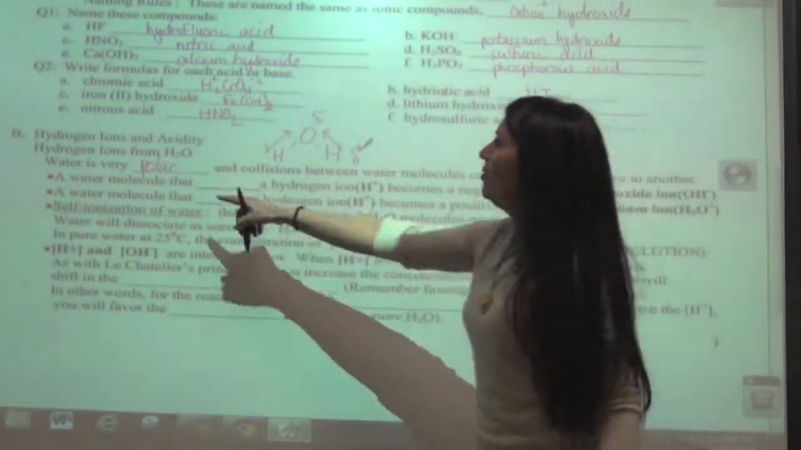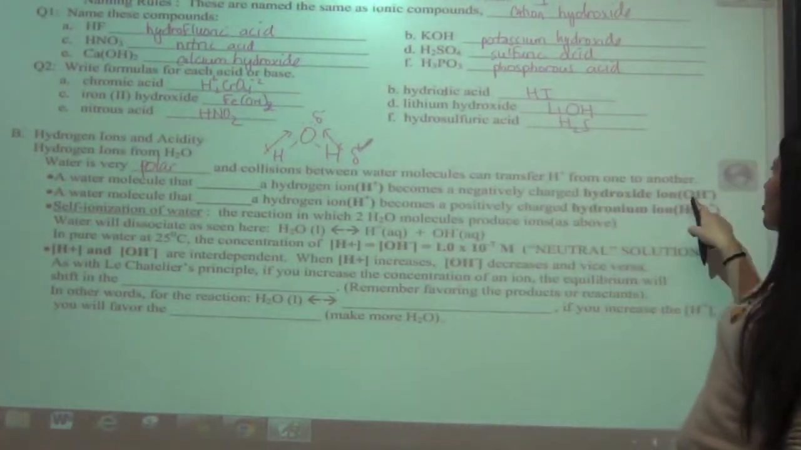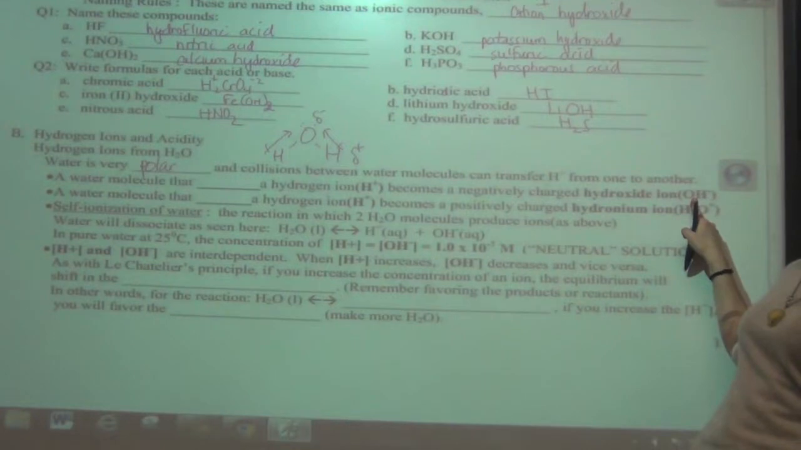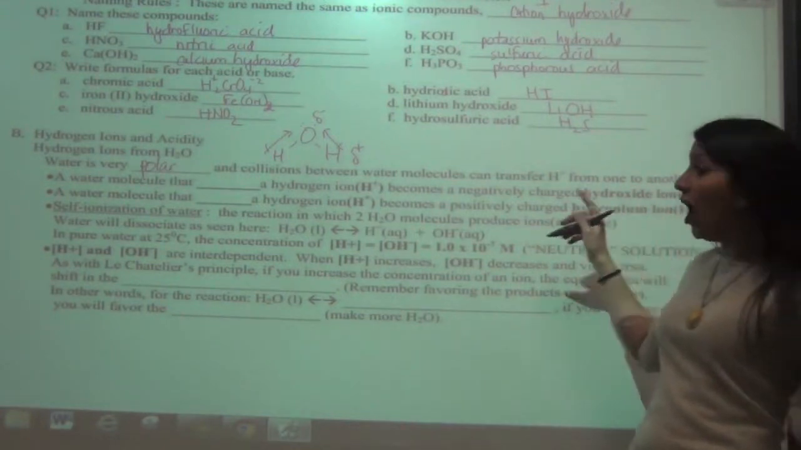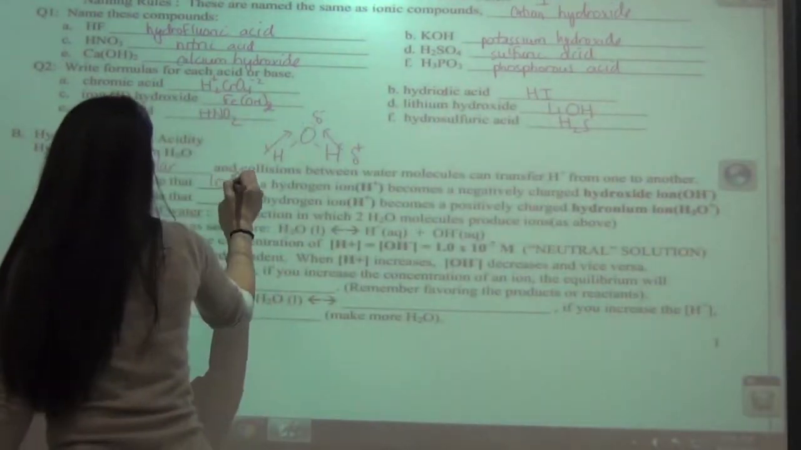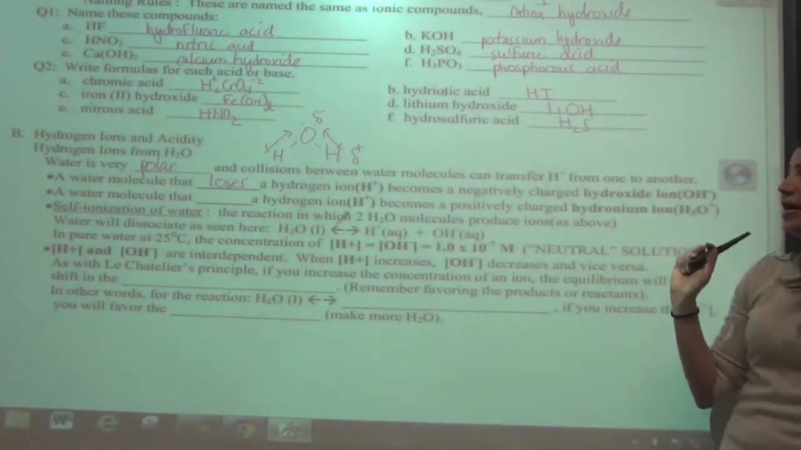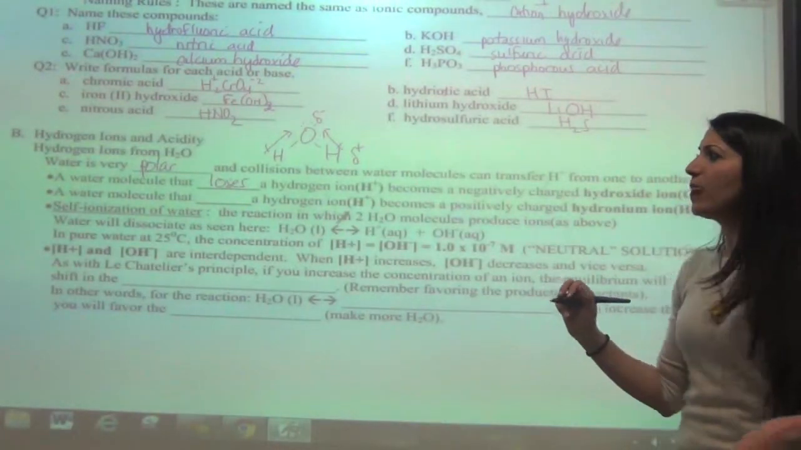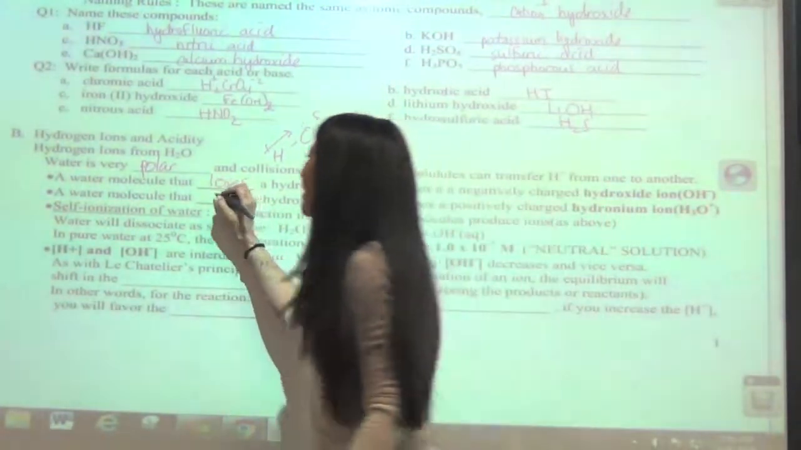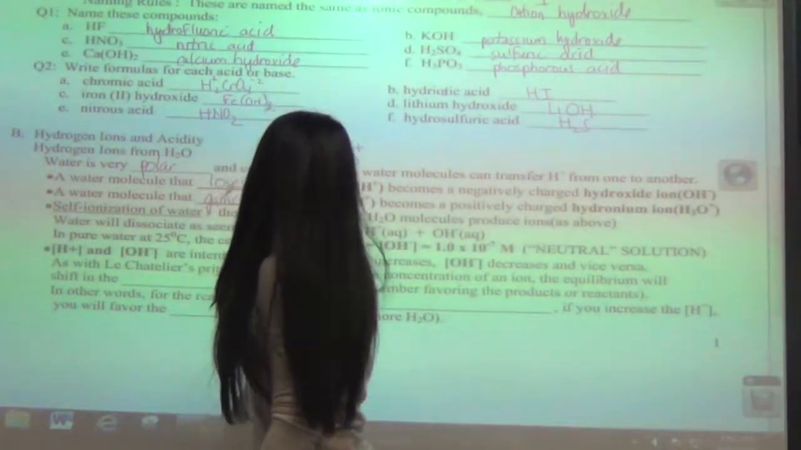So if a water molecule becomes negatively charged, becomes hydroxide, what happened to it? It lost a hydrogen ion. So if it loses a hydrogen ion, then it'll become hydroxide. Okay, well, this is weird. A water molecule can also gain a hydrogen ion.